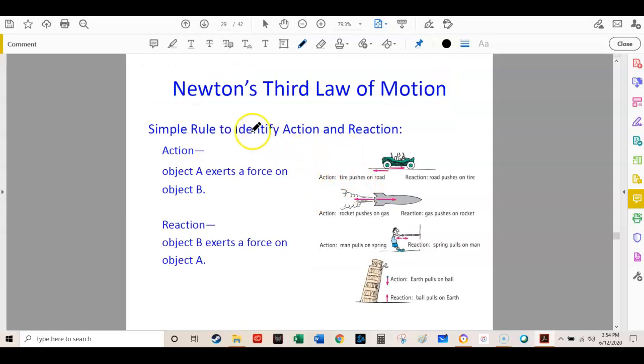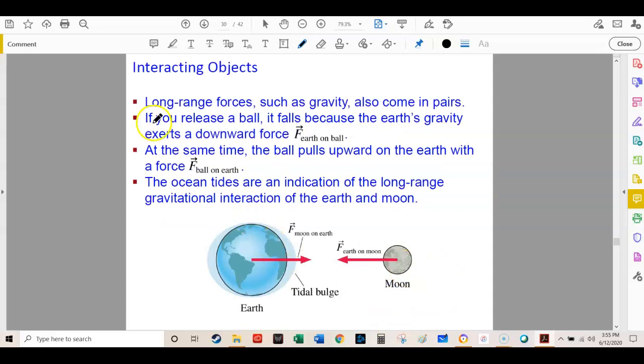And so it's always object A will exert a force on object B, and then the reaction pair will be object B working on object A, right? So the tire pushes on the road, and then the reaction force is the road pushes on the tire, right? Or a rocket pushes on the gas, and the gas pushes on the rocket. Or a man pulls a spring, the spring will pull on the man. The earth pulls on a ball, the ball pulls on the earth, right? They're action-reaction pairs, right? And that last one is kind of a weird thing, right?